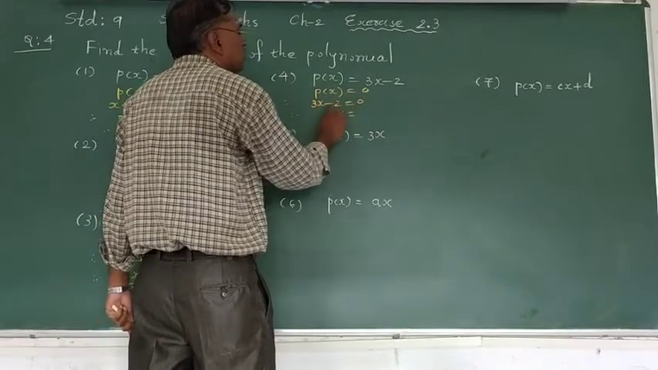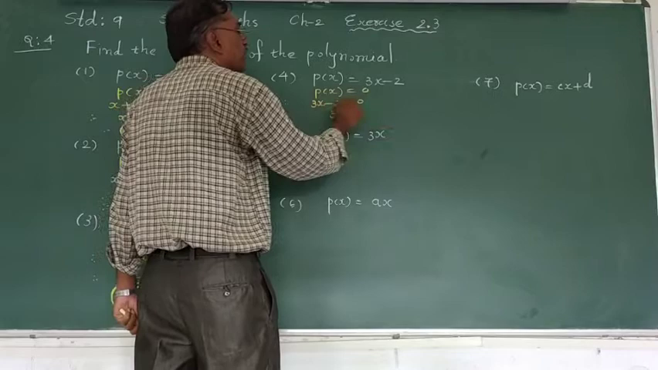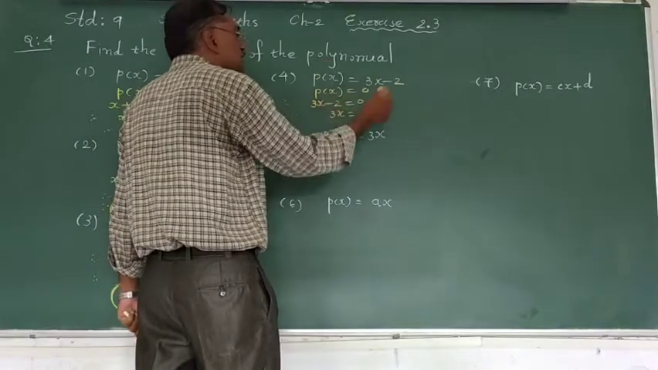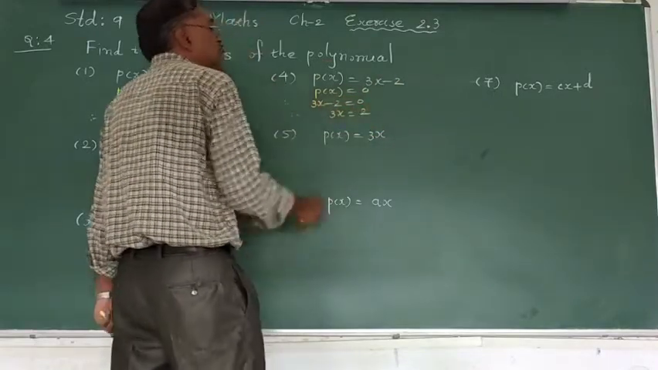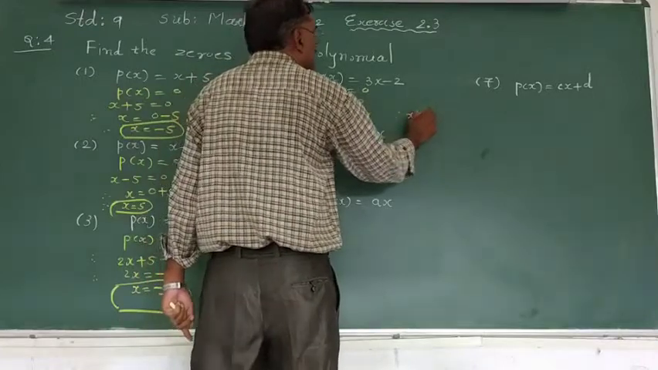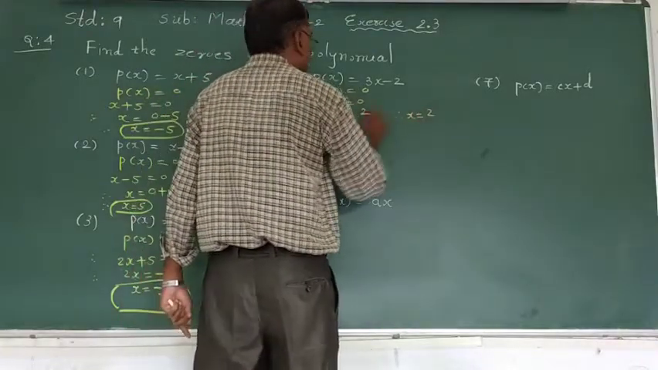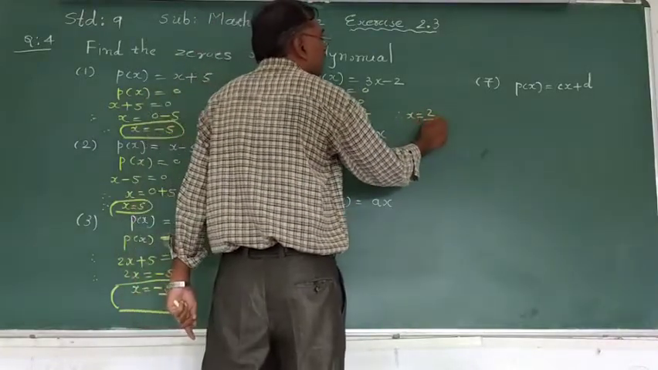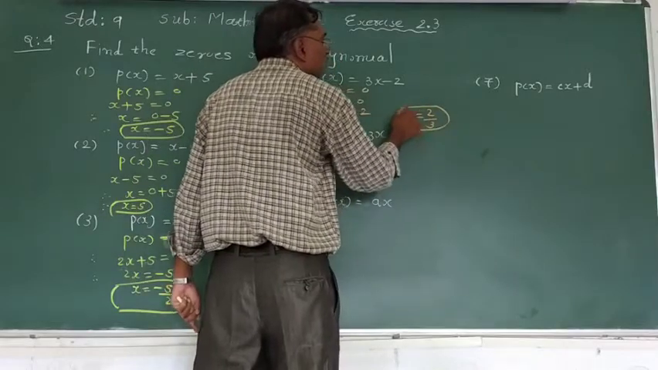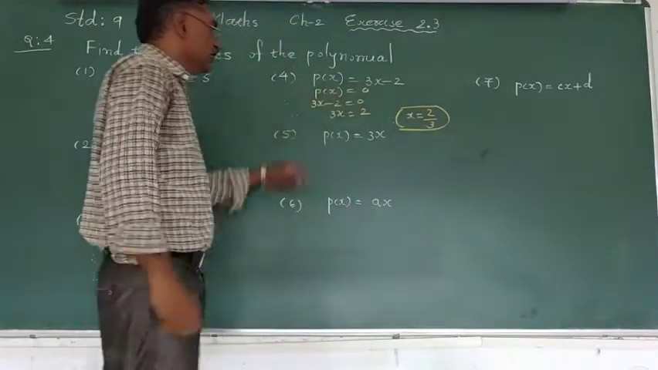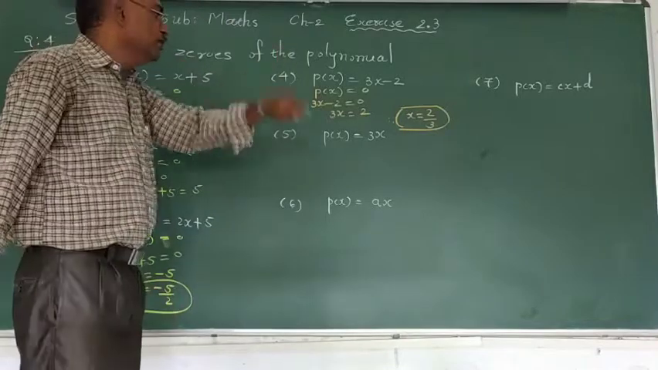So 3x equal to plus 2, as minus 2 goes to the other side and becomes plus. Therefore, x equal to 2, and this 3 will go in the denominator. So x equal to 2 upon 3 is the zero of the polynomial.